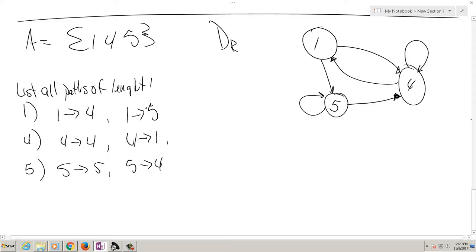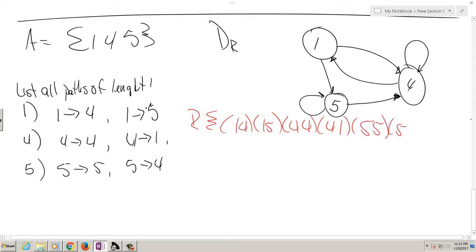So this is a listing of all paths of length 1. Now the nice thing about all paths of length 1 is this is actually a representation of ordered pairs, right? So in theory, all paths of length 1 is a set of ordered pairs, which means that from this I could, if I wanted to, generate the ordered pairs in the relation. And the ordered pairs in this relation are going to be 1, 4, and 1, 5. It's going to be 4, 4, 4, 1, 5, 5, and 5, 4, because that is literally what an ordered pair is. It is a path of length 1.